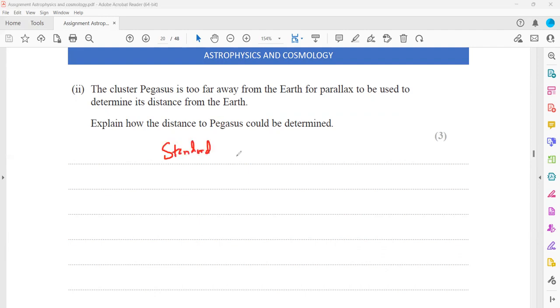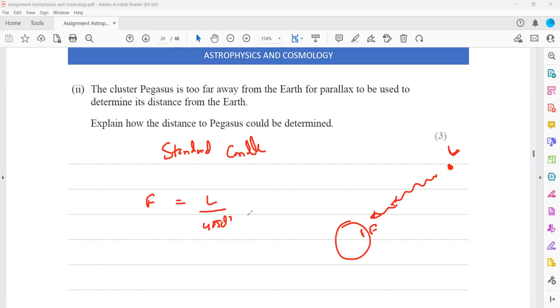If we use a standard candle, we consider that the stellar object has a known luminosity. We know its power and how much flux we receive on the Earth. So the flux equals the luminosity divided by 4 pi d squared, where d is the distance. If we need the distance, d squared equals L divided by 4 pi times flux. Or if we take a root, d equals the square root of L divided by 4 pi flux.